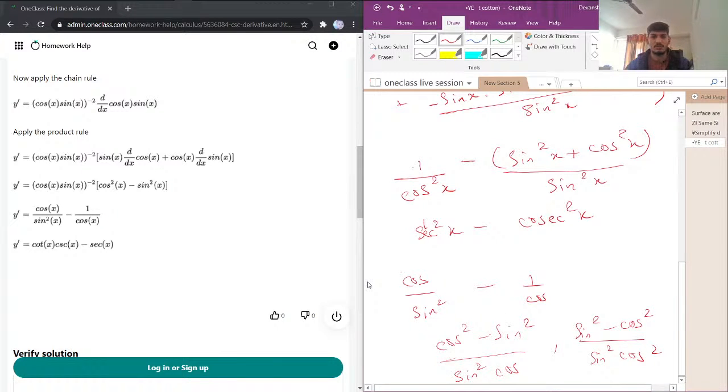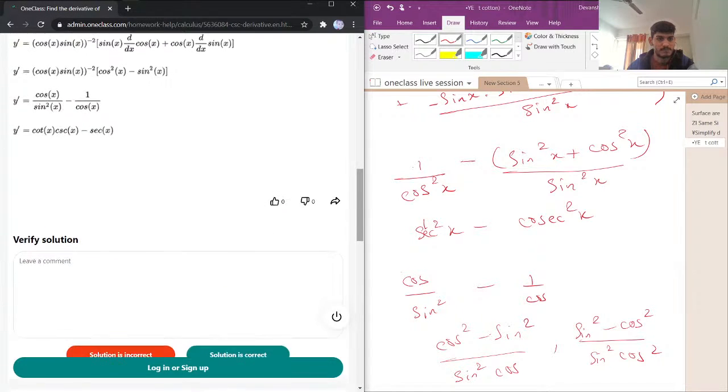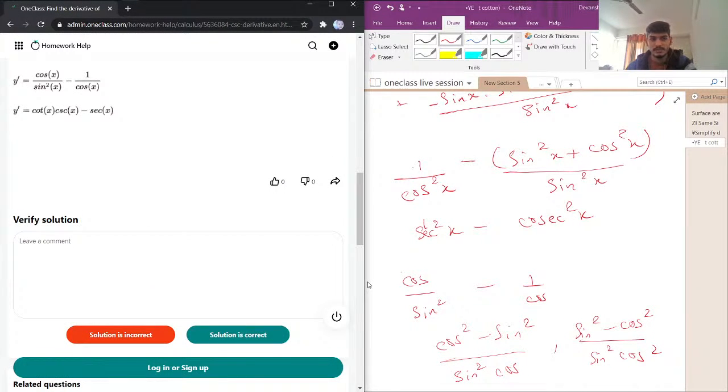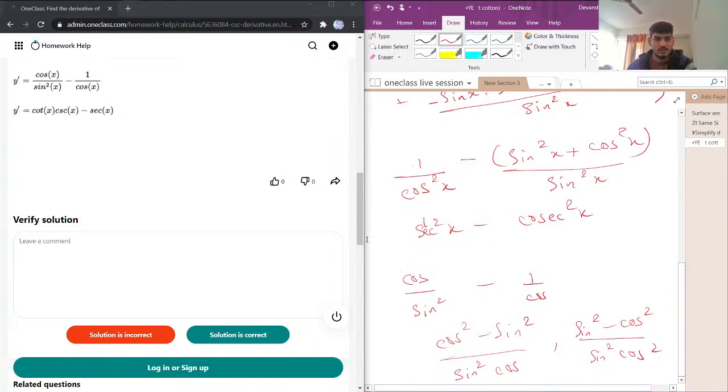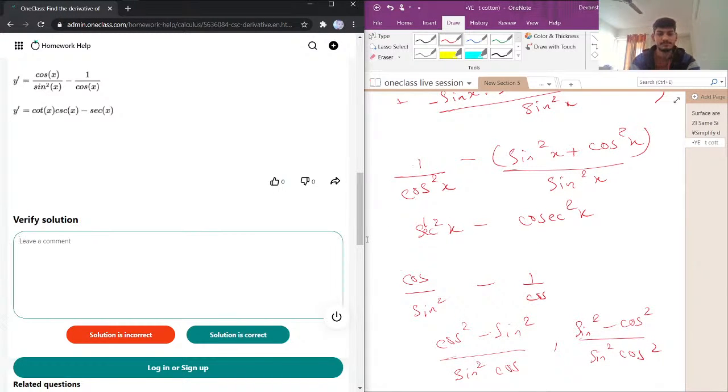Okay, so the solution given here is incorrect, because this cotangent and cosecant will be cosine square minus sine square over sine square times cosine. If I multiply by cosine, then also I'm not going to get the same solution. Solution is incorrect.